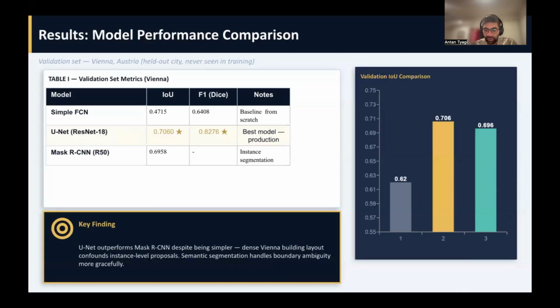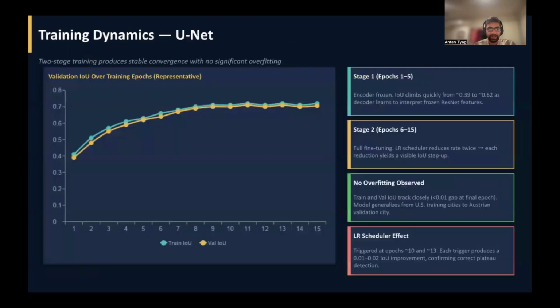Looking at the model performance, we see that our U-Net ResNet-18 has the best IoU and F1 dice score, and it's the best model in production. Mask R-CNN does not have an F1 dice score because it's instance segmentation. U-Net performs better than Mask R-CNN despite being a simpler model, because the dense Vienna building layout impacts instance-level proposals. Semantic segmentation handles boundary ambiguity more gracefully, and hence the performance is better.